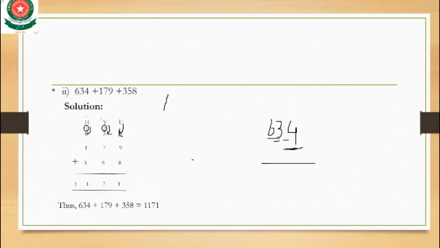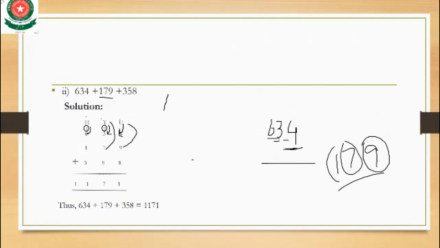Next number is 179. The most right digit of this number is 9, so you will write it below the U. And the next digit is 7, so you will write it below the 3, and next is 1. We write below the 6. Okay class, I hope you will understand this.